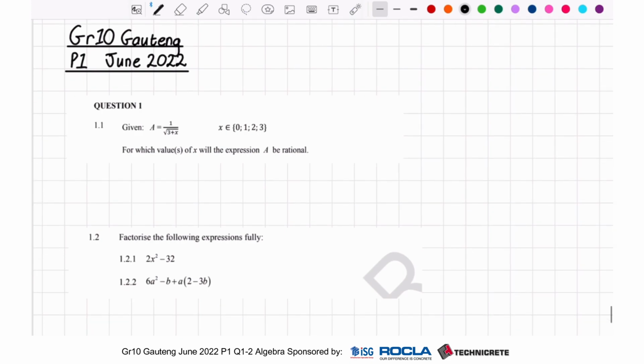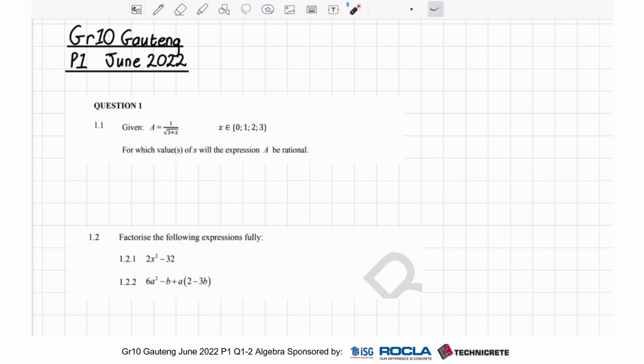So for question 1, it's an algebra question, and for 1.1 we're given this expression for a, that a is equal to 1 over the square root of 3 plus x, and we're told that x can take on these values here, 0, 1, 2, or 3. And we're asked for which values of x will the expression a be rational.